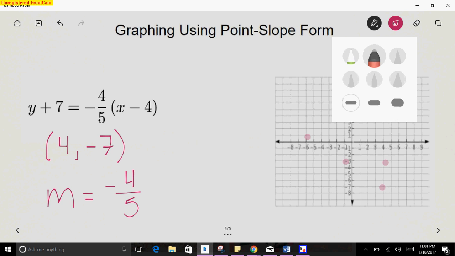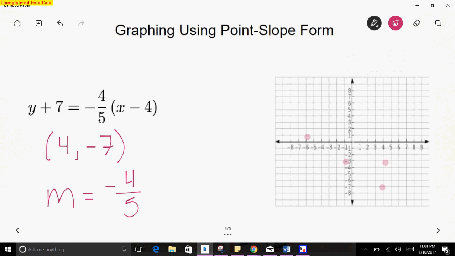And then, once again, once we feel like we have enough points, all we have to do is connect our points to form a straight line. That's all we're going to talk about tonight for point slope form.